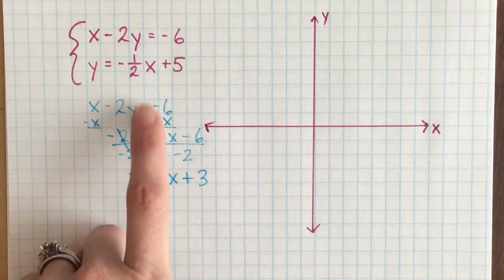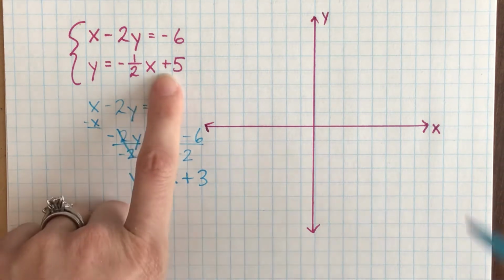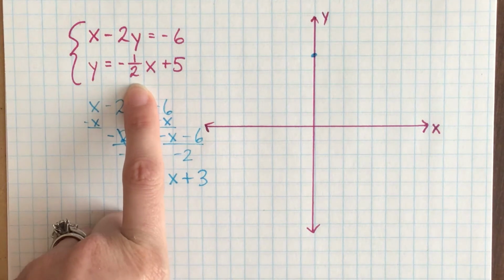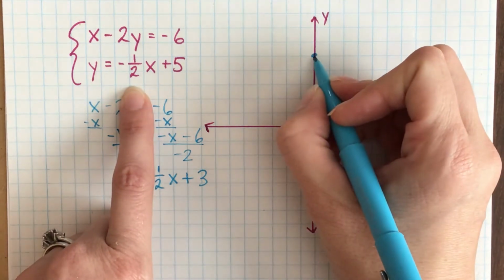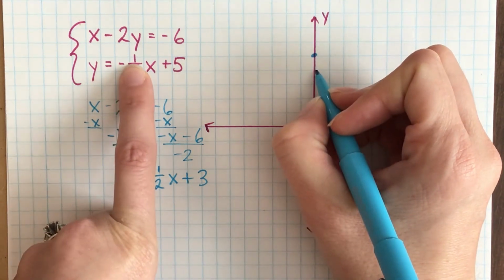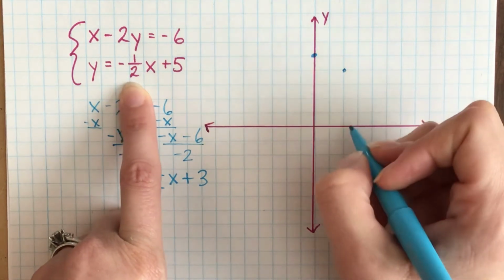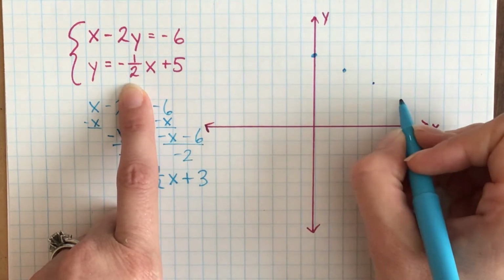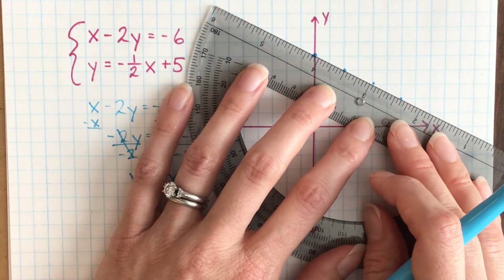For this first equation, your y-intercept is 5, so we're going to put a point at 5. And the slope is negative 1/2. So since it's negative, we're going to go down and to the right. We go down 1, because that's the rise or fall, over 2, because that's the run. So there we go. We've got whole numbers here. You go down 1 over 2, down 1 over 2, down 1 over 2. And we're going to graph this line.